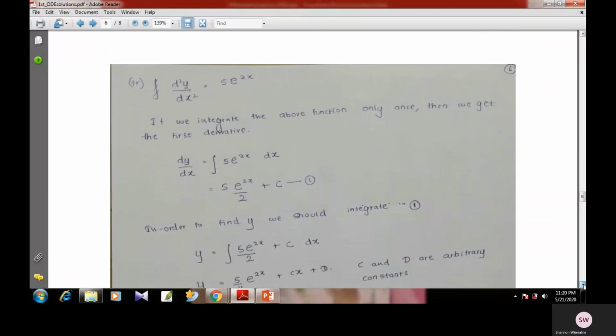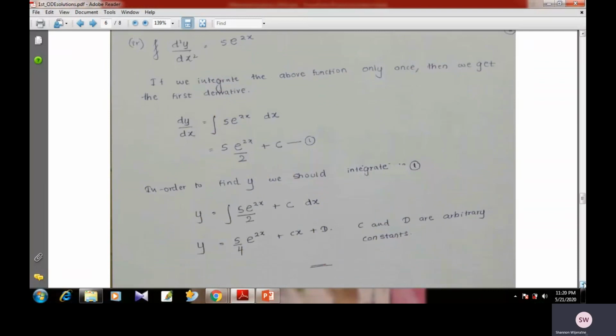That means if we have the second derivative, we have to integrate it twice to find the function y. So to find y, we integrate 5a2x over 2 plus c. By integrating, we have 5a2x over 4 plus cx plus d. So we have two arbitrary constants, c and d. For a second order differential equation, we get two arbitrary constants in the general solution. For a first order differential equation, we have only one arbitrary constant in our general solution.